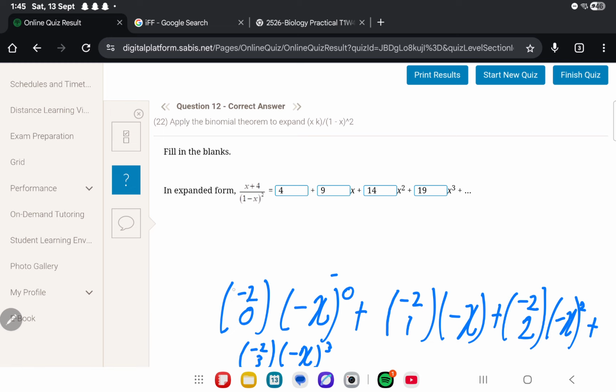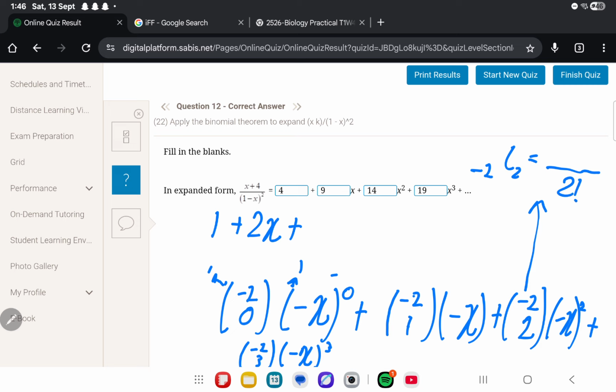Now, this is going to be 1. This is going to be 1. So 1 plus 2x, because any number choose 1 is going to be the number itself, so it's minus 2. Minus 2 multiplied by minus x is going to be plus 2x. Now, negative 2 choose 2, again, you can't do this on a calculator, so it equals 2 factorial, or negative 2 into negative 2 minus 1. This is going to equal 2.